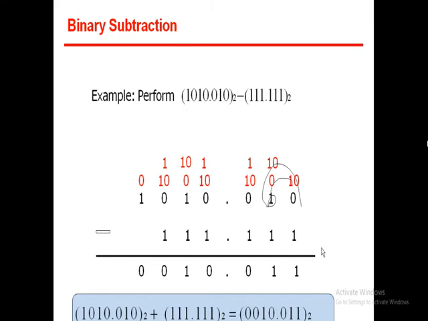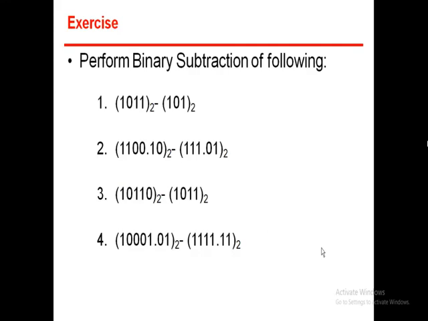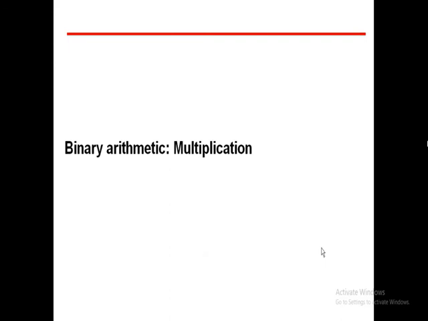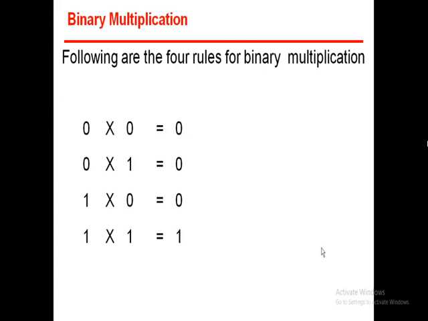Then do this exercise. Then the next one is binary arithmetic multiplication. Multiplication also has 4 rules. 0 multiplied with 0 is 0. Anything multiplied with 0 becomes 0. If 1 is multiplied with 1, then 1 is the answer.